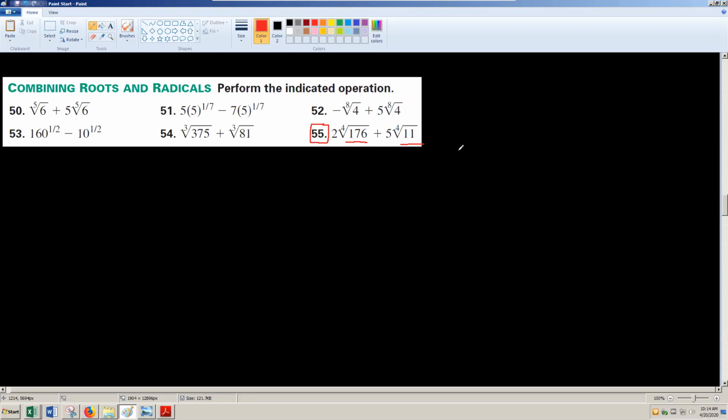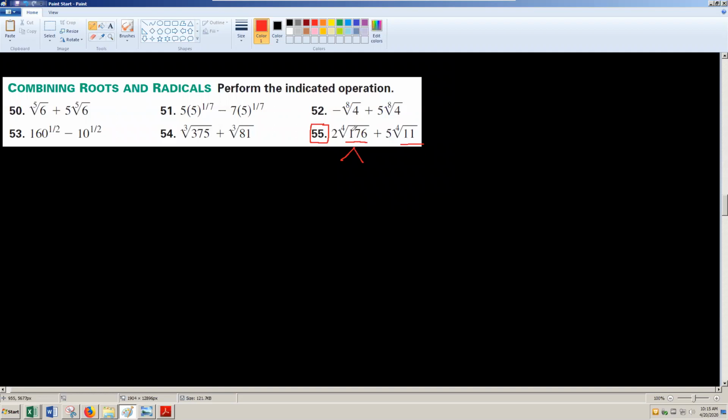I'm pretty stuck there. So I say, okay, maybe there actually is a way that I can add these together. Maybe one of these can be simplified. I look at the root 11, and there's nothing that breaks down further from here. 11 is just 11 times 1, it's a prime. So there's nothing I can do to simplify that. There's no way this is changing at all. This 176, though, looks like it breaks down.